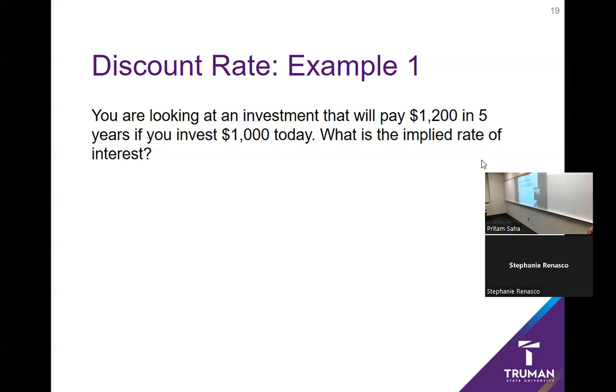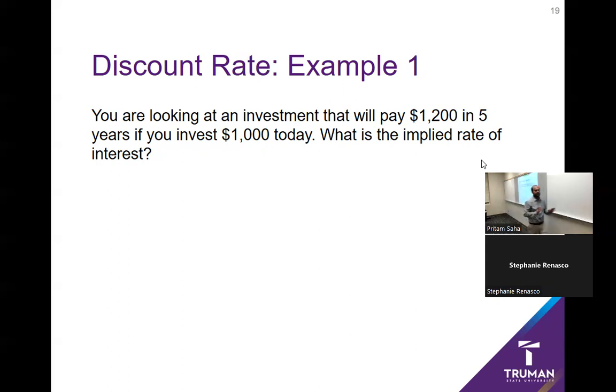Done. How much interest rate did you get? 2.71. So the formula we need to use is future value 1200, present value 1000, to the power 1/5, minus 1. You all got the same number?